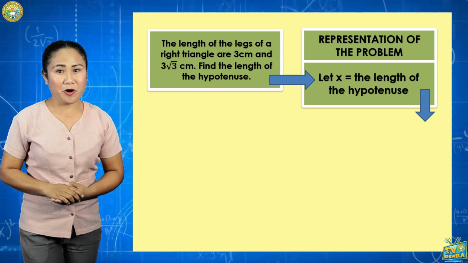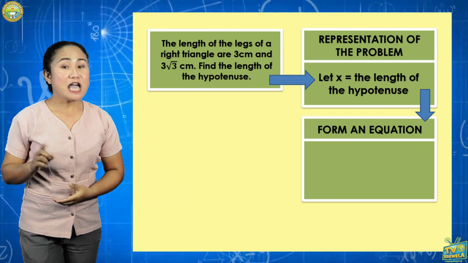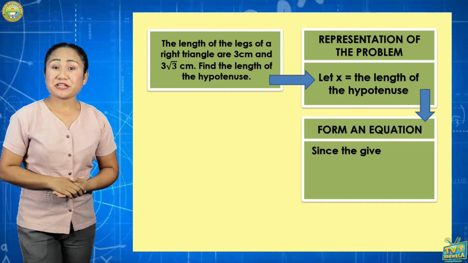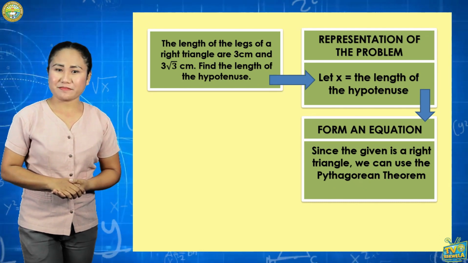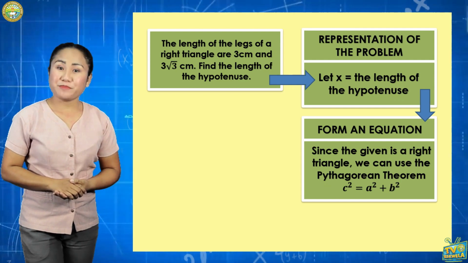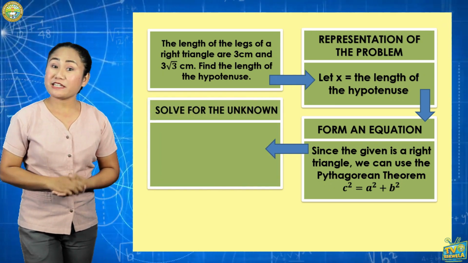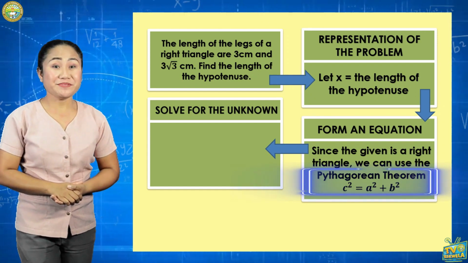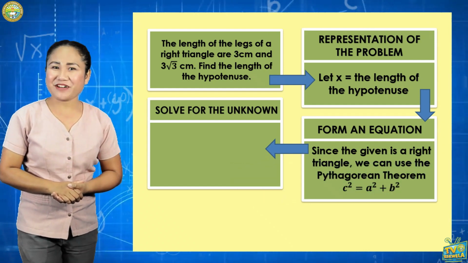After representing the problem, we will take the next step, and that would be to form an equation. Since the given is a right triangle, we can use the Pythagorean theorem. c squared equals a squared plus b squared. Next, we will solve for the unknown. Using the Pythagorean formula, we will substitute x to c and the rest of the given values.